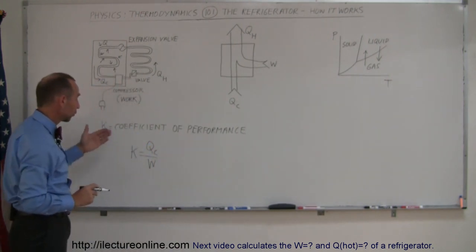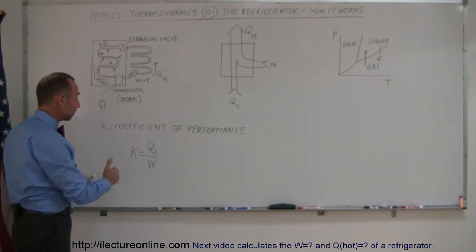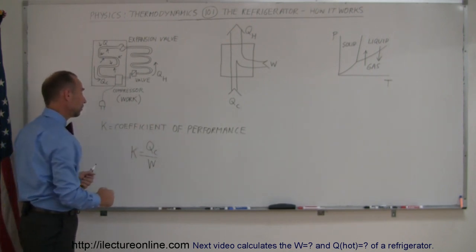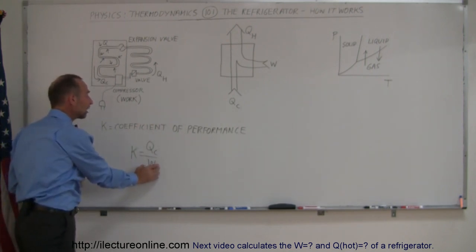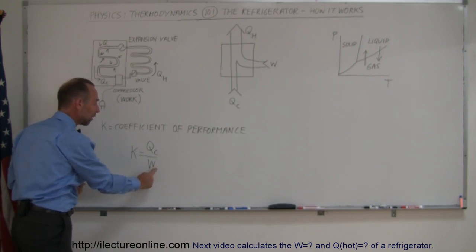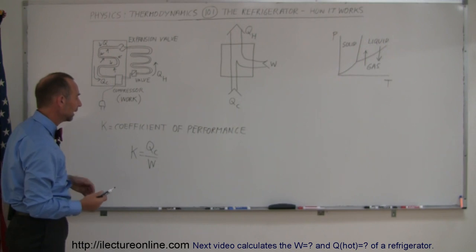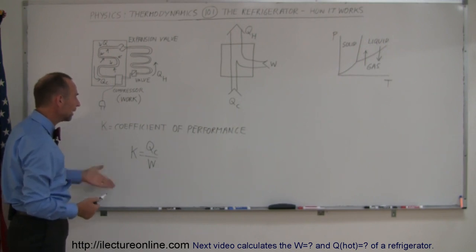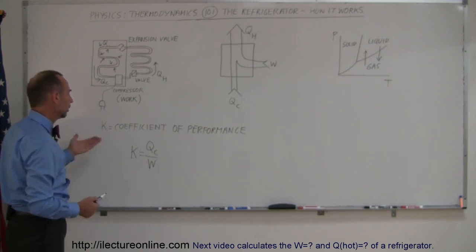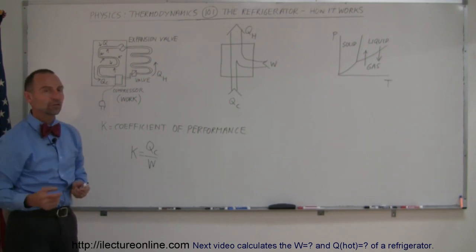And of course, the greater K, the better, because that means you take more heat out of the cold refrigerator, and you do that by using less work. So you want work to be as small as possible, and the heat we take out of the refrigerator as great as possible. And so therefore, the greater the K, the better the refrigerator. The greater what we call the coefficient of performance.